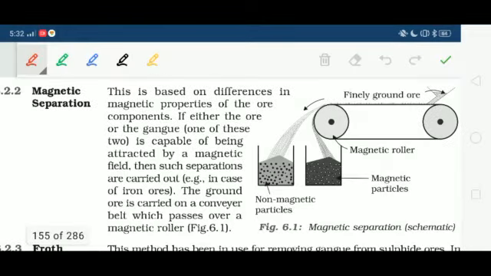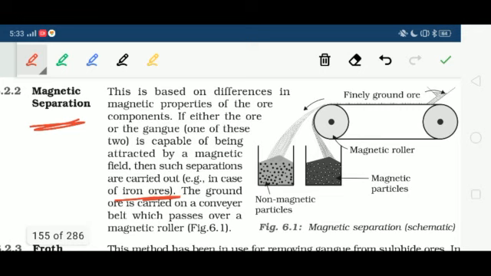Next method is magnetic separation. This method is based on difference in magnetic properties of the ore components. That means it is applicable if either ore or impurities are magnetic in nature. That means it can be used to separate iron ores from gangue. As we know, iron ores are magnetic in nature, and gangue, that is sand, rocks, etc., is non-magnetic in nature.